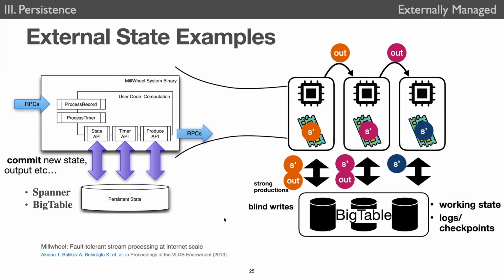Millwheel builds on the capabilities of Bigtable and Spanner, and that includes, for example, blind atomic writes. Tasks in Millwheel are effectively stateless, and they do keep some local changes in memory, but overall, they commit every single output and state update all together to Bigtable as a single transaction. And this means that Millwheel is using an external store for both persisting every single working state per key, but also all necessary logs and checkpoints needed for recovery and non-idempotent updates.